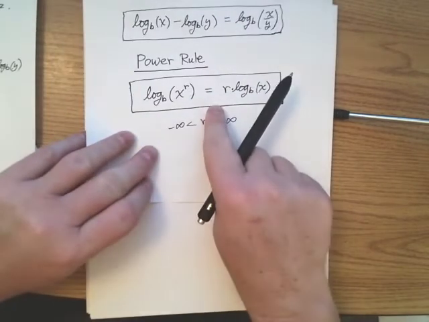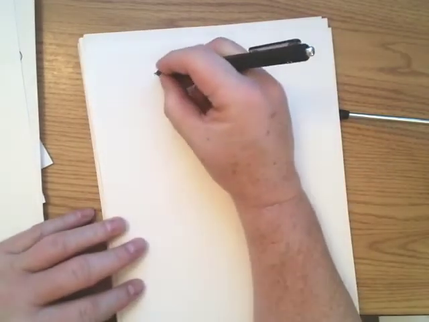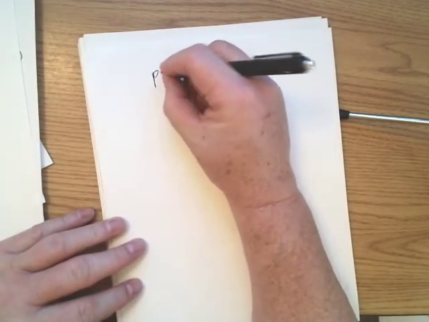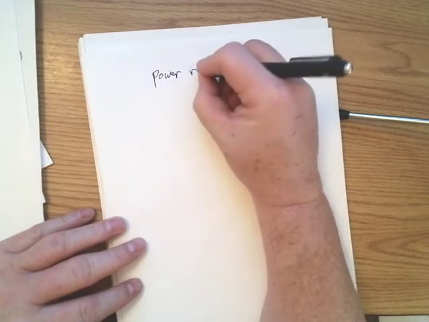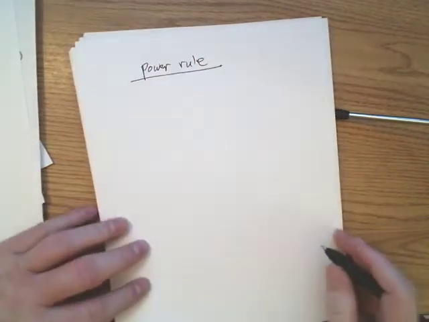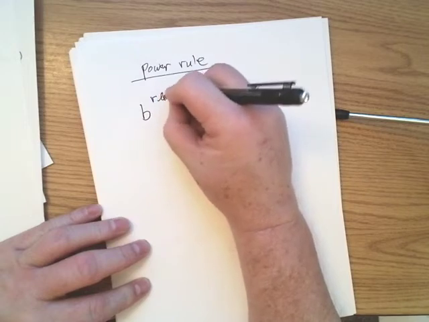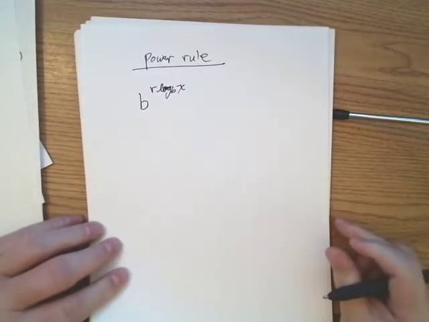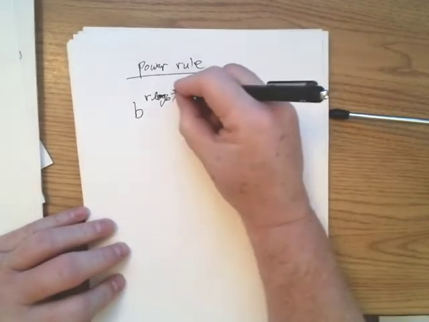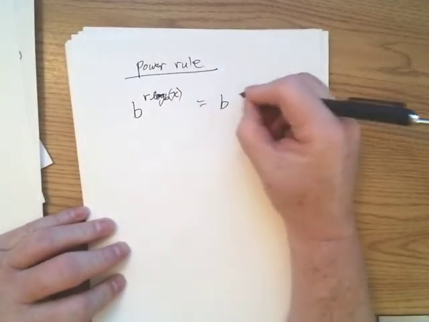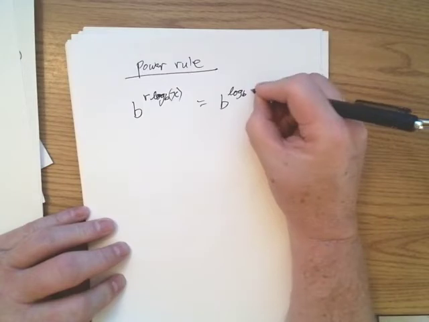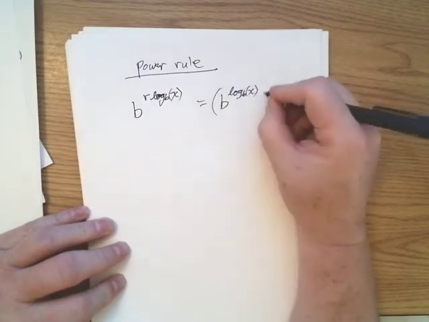Let's work the last one, which is the power rule here. Okay, let's look at the power rule. I'm actually going to start on this side. I'm going to play a similar trick here. So here's the proof of the power rule. If I was to go b to the r times logarithm base b of x, a little sloppy, I hope you can read that, that's b to the logarithm base b of x, all raised to the r power.